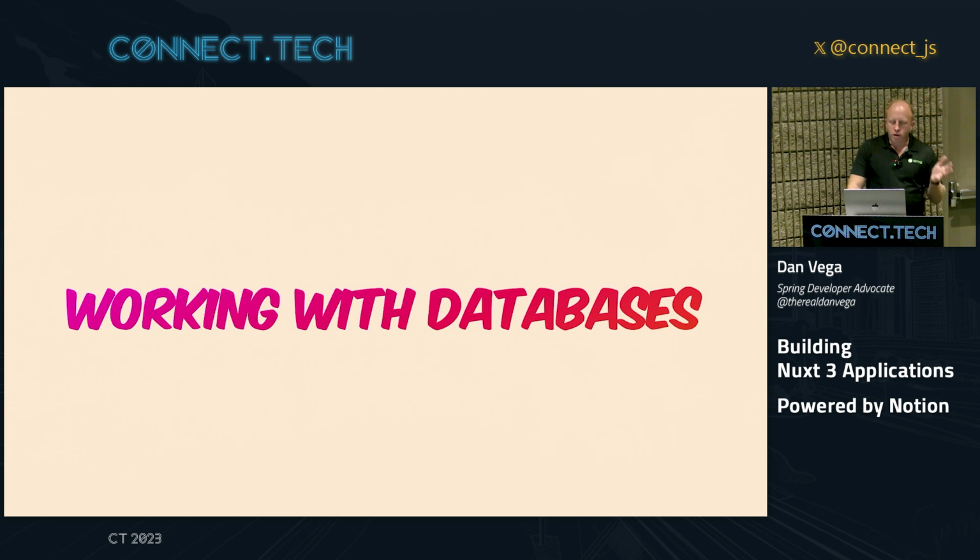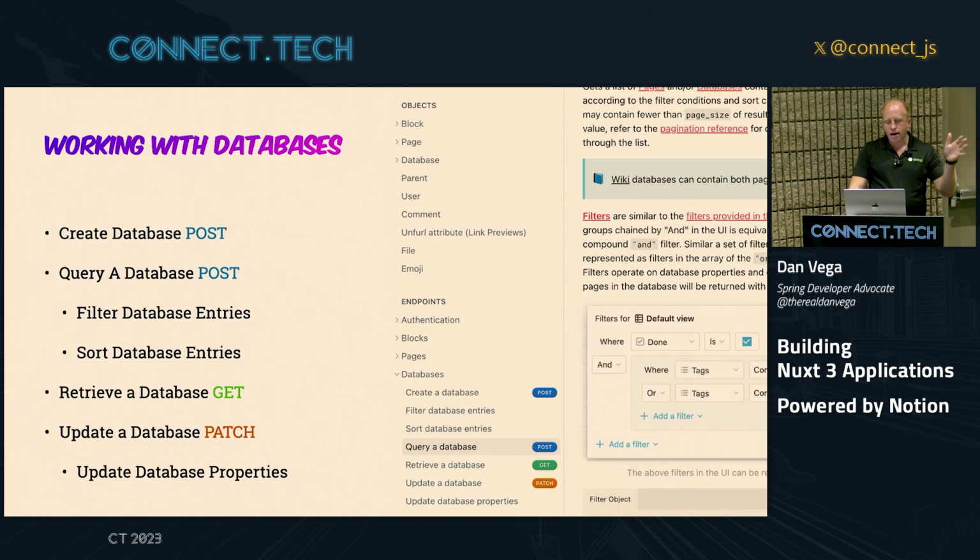So, working with databases. If you go into the documentation, you'll see some information about the different APIs available to you. Your first inclination might be, well, I just want to retrieve a database. I just want to get some information about a particular database, like all the blog posts. That's what I thought too, but you'll end up using querying a database a lot more because it has options for filtering and sorting. Most of the time, you're probably going to want to filter or sort on a database. In our example, I want only everything that has been completed, and I want to sort by date descending, right?